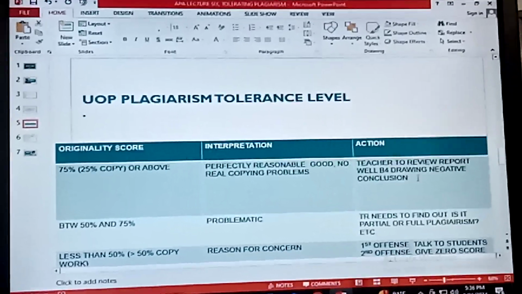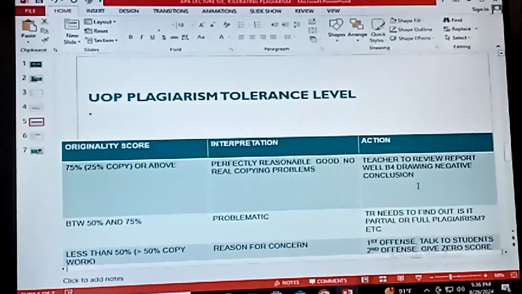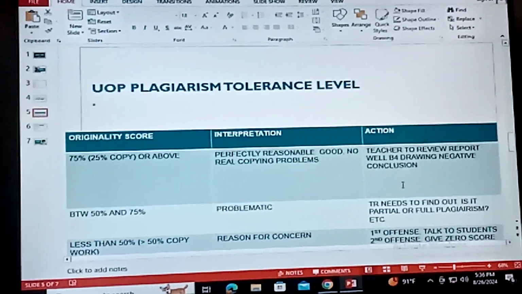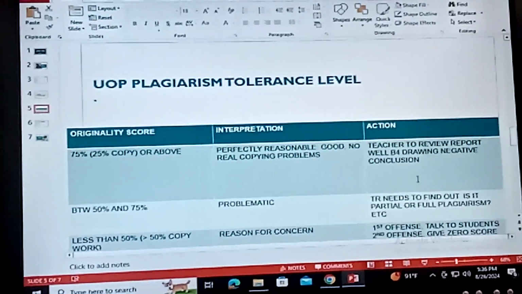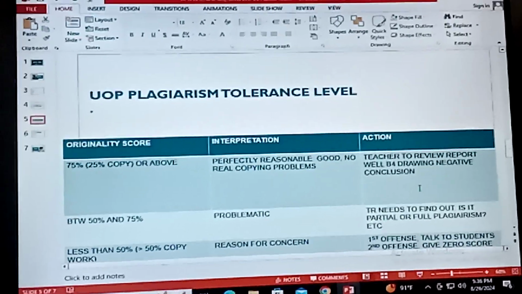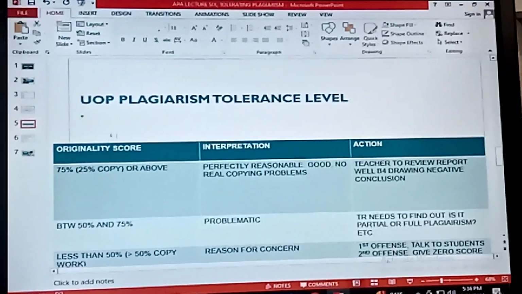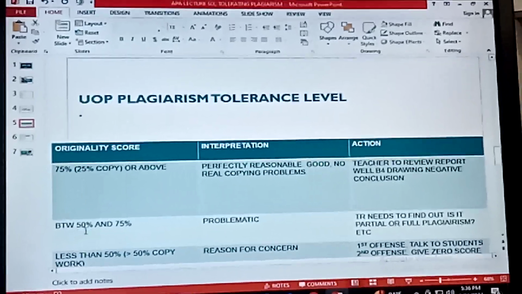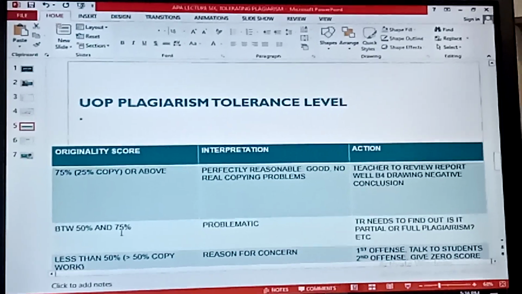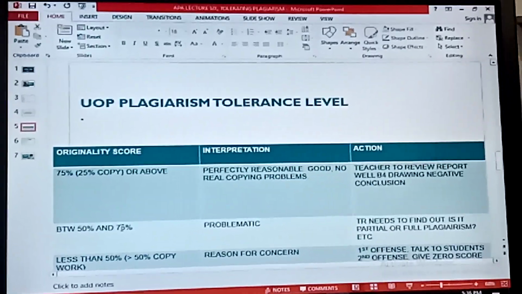So the teacher has to review the report well. Maybe there are some minor mistakes that the student failed to do. So you can just draw the student's attention to not do that next time. And that is by way of what? Warning. But if the originality score is between 50% and 75%, that means more than 25% is copy work.